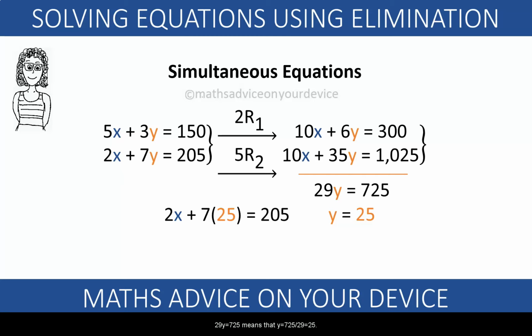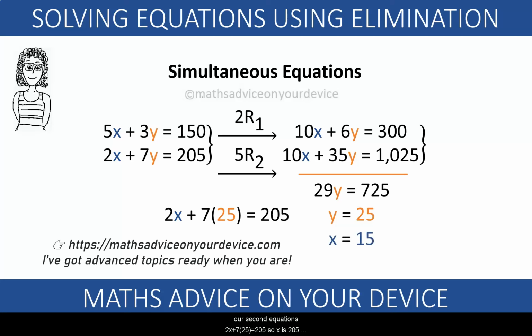We replace y with 25 into, for example, our second equation. That leads to 2x plus 7 times 25 equals 205. To solve for x, we subtract 7 times 25 from 205 and we divide the answer by 2. x equals 15. Elimination becomes second nature the more you practice, but it's not the only method to solve a pair of simultaneous equations algebraically.